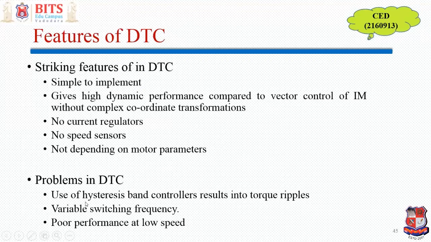The problem is that you have a hysteresis band, so on-off type of control will be there. So there are going to be some ripples in the torque. If you want to make this hysteresis band narrow, you require fast switching. You require switches which are able to operate quickly, and you require a controller which can compute quickly, right? Switching frequency is going to be variable. That is a problem, and there is poor performance at low speeds. These are some of the challenges on which research is going on.